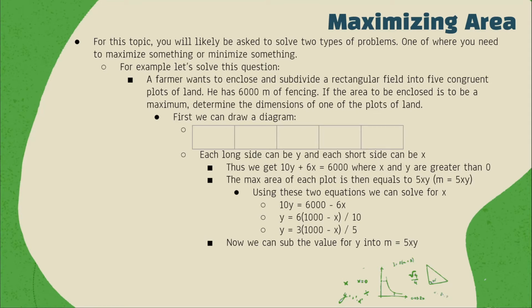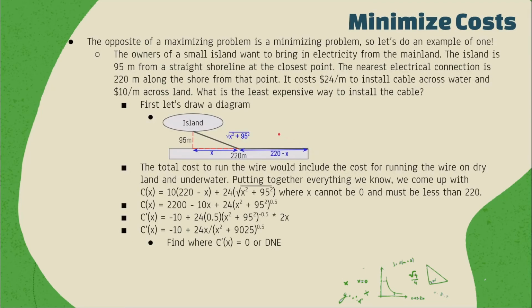If you don't get your diagrams exactly to scale, that's completely fine. You don't know the answer yet, so you can't say that x should be longer than y or y should be longer than x. That would be determined in the future. So hopefully this approach makes sense to you, because now we're gonna talk about minimizing costs.